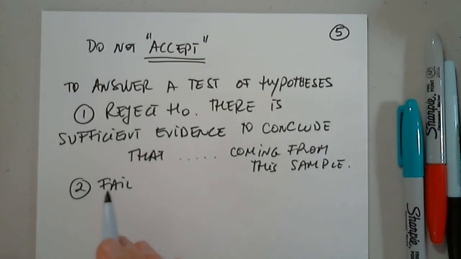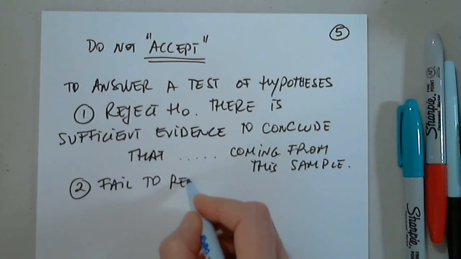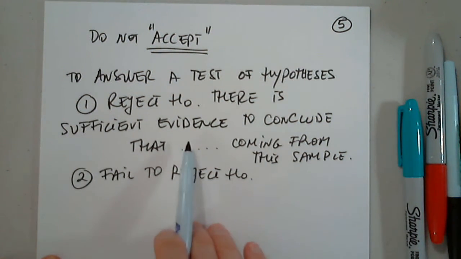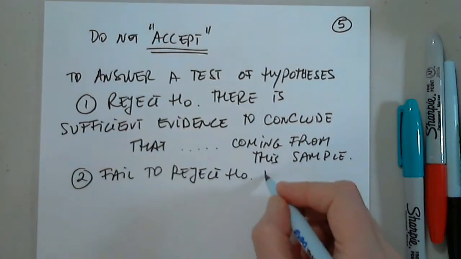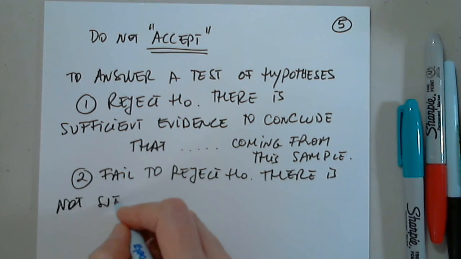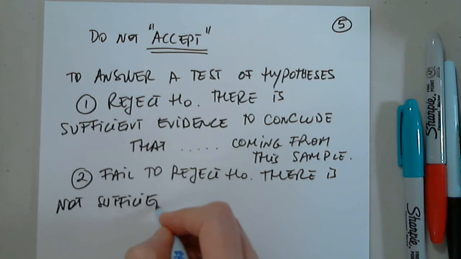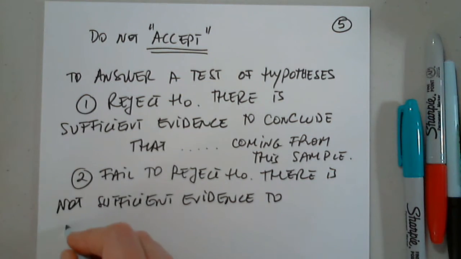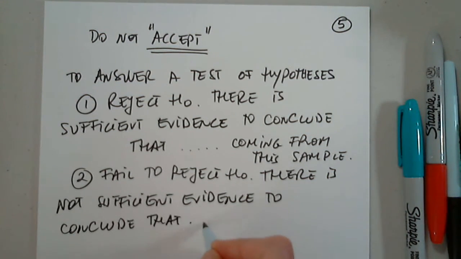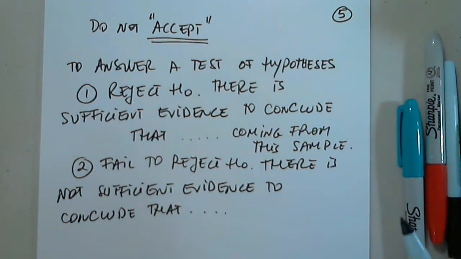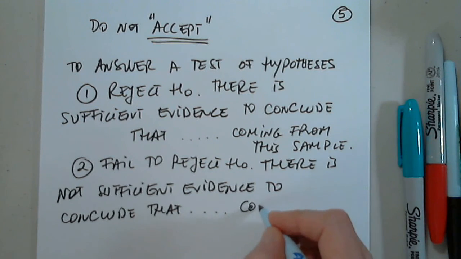The second possibility is fail to reject. There is not sufficient evidence to conclude that, coming from the sample, if it's lower, greater, equal to, whatever, coming from the sample.